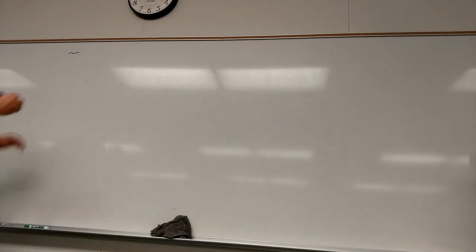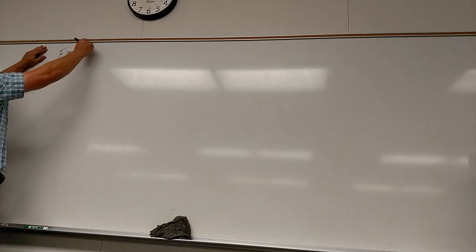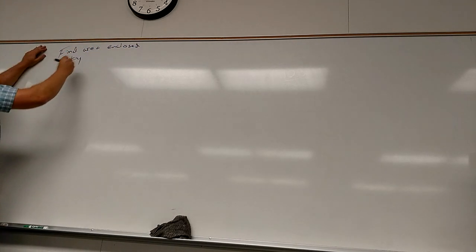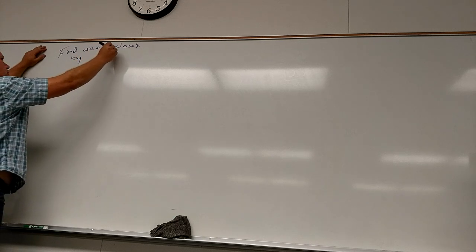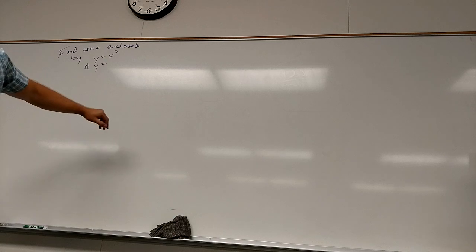Let's see. So I'm going to take one right out of here. Let's take one that's not too ugly yet. Find the area enclosed by y equals x squared and y equals, what was it, 4x minus x squared.